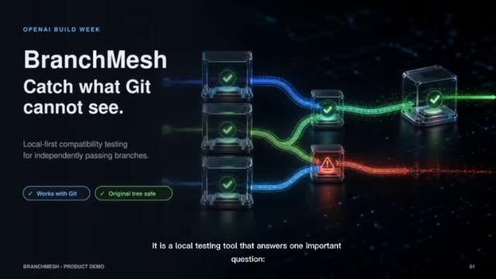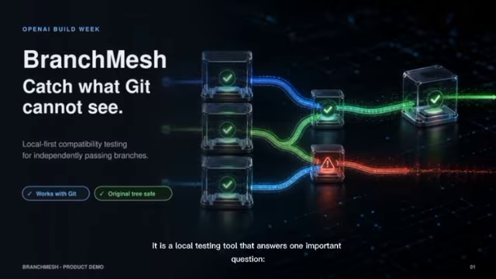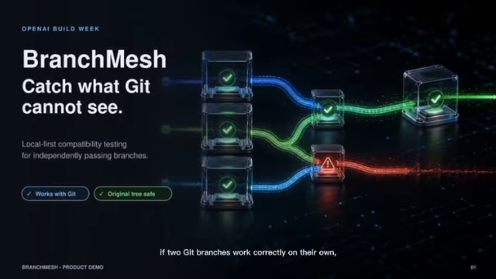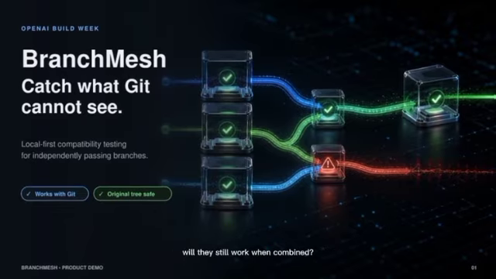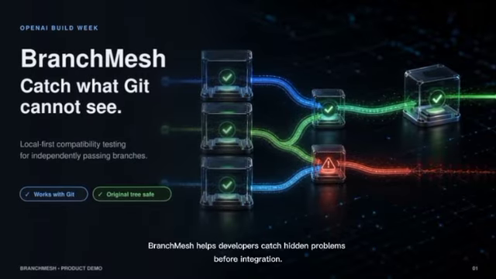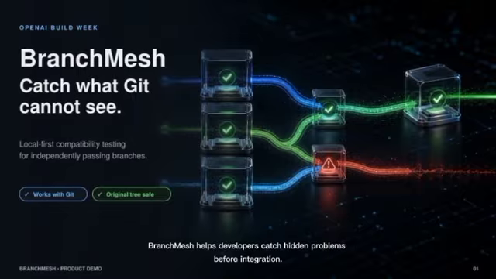It is a local testing tool that answers one important question. If two JIT branches work correctly on their own, will they still work when combined? BranchMesh helps developers catch hidden problems before integration.